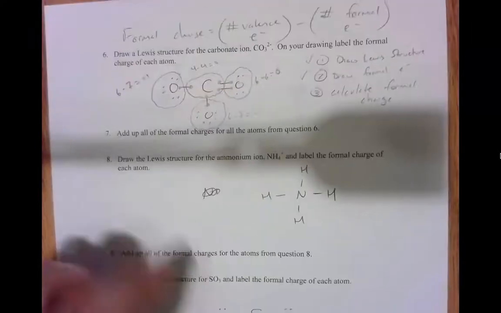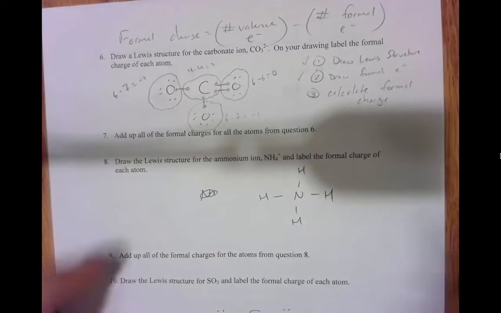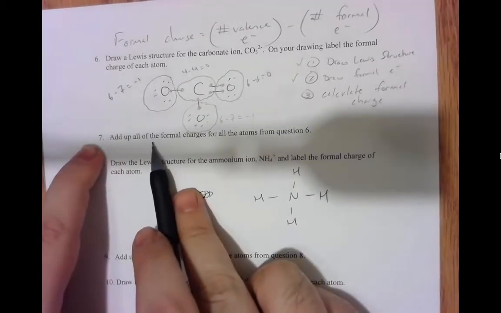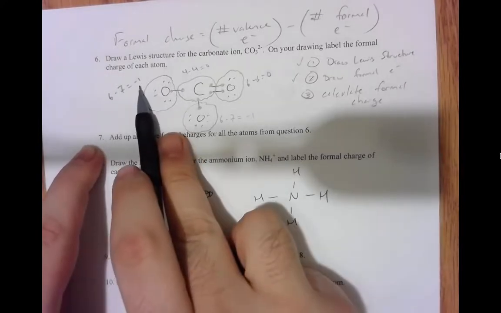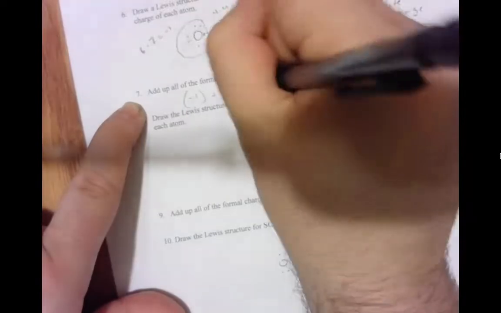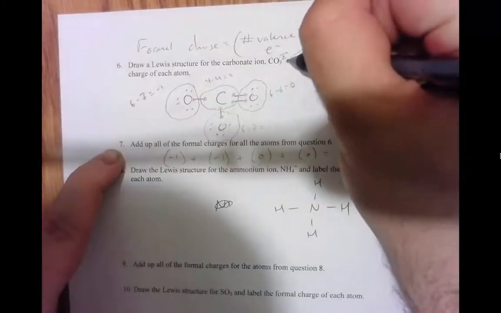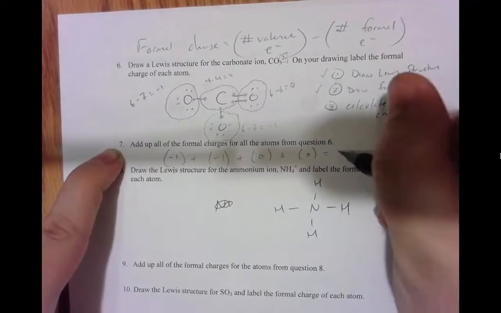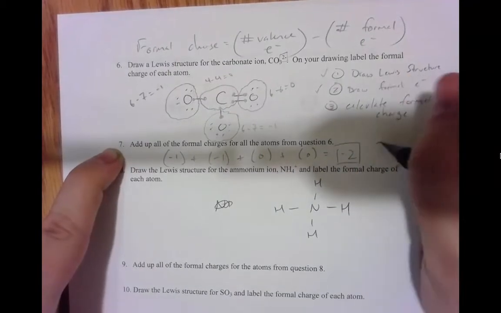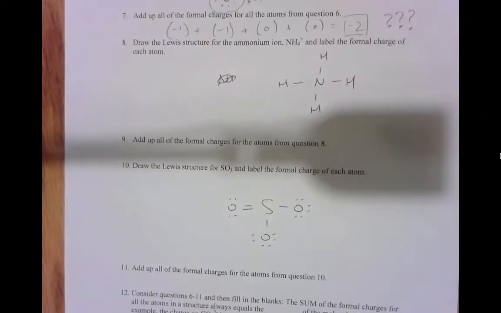So what we can do here is add up all the formal charges, those that we just finished calculating. So now we move on to question 7. Question 7 is asking us to add up all of the formal charges. So we can start with the oxygen. -1 plus -1 plus 0 plus 0. This equals -2. So what do you notice about the charge in the formula and the sum of the formal charges? What you notice will help you answer question 12.